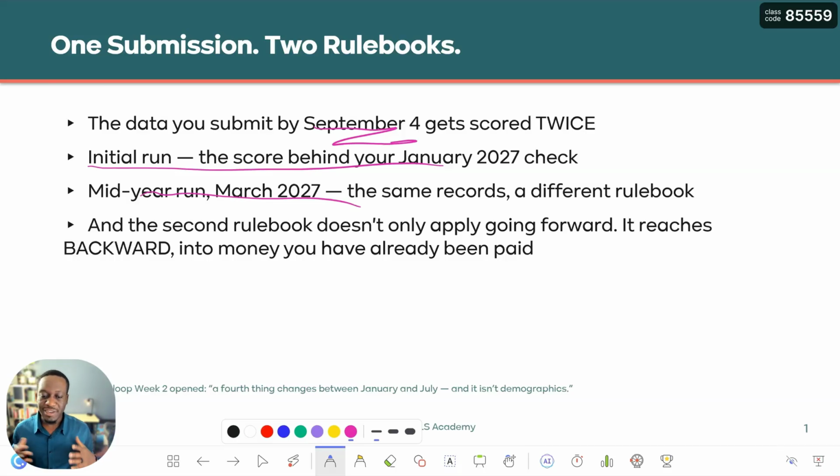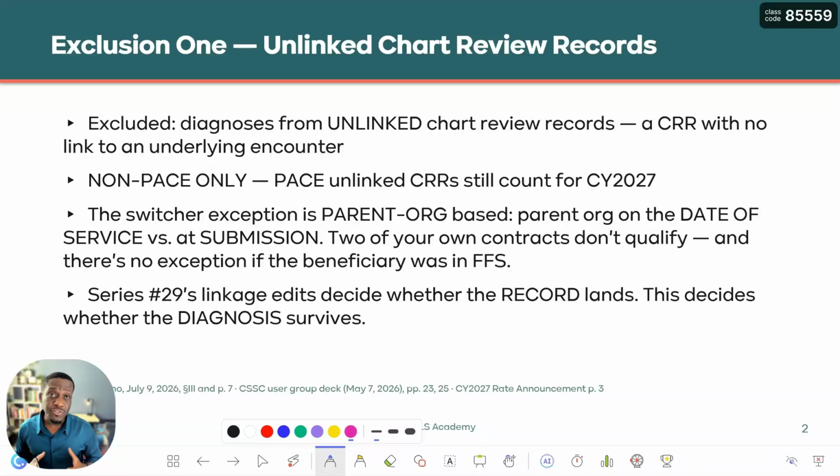And the second rulebook doesn't only apply going forward. It reaches backwards into the money you've already been paid and then works something out for you. And we are going over that this week. There are some exclusions that CMS informed us in HPMS memos regarding how they're processing for the payment year 2027. And the first one is unlinked chart review records.